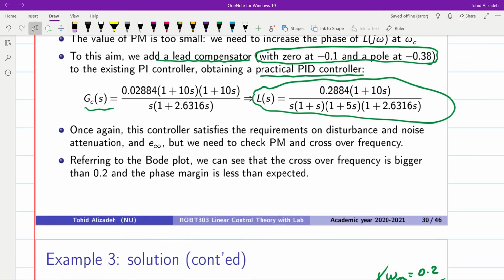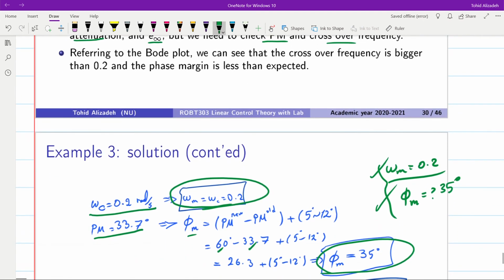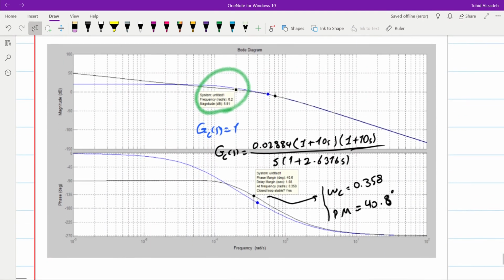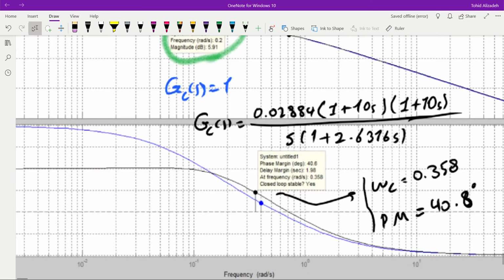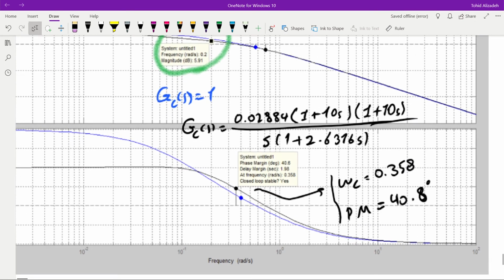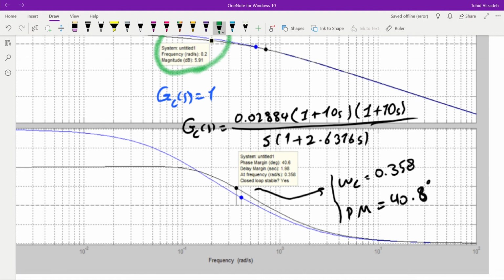Then we need to check whether all the requirements are now satisfied or not. We know for sure that the requirements in terms of the disturbance and noise attenuation will be satisfied. Steady state error will be also satisfied. We just need to double check the phase margin and the crossover frequency. We can refer to the Bode plot that we have here. We have the crossover frequency equal to 0.358, and phase margin now is equal to 40.8 degrees.